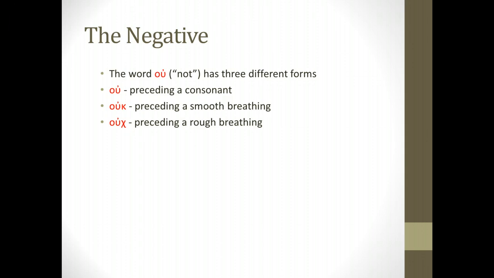The reason for the spelling, just like the prepositions that you're learning this week, has to do with the noun or the word that is following it. If the ou, or the negative particle, is preceding a consonant, it'll simply show up as ou. If it is preceding a word that begins with a vowel that has a smooth breathing, it'll be ouk. But if it's preceding a rough breathing word, a word with a rough breathing vowel on the front, it'll be ouch. It doesn't change the meaning at all. It's just a matter of spelling, again, for the purposes of pronunciation. All you need to do is just be aware of it. Nothing else changes.